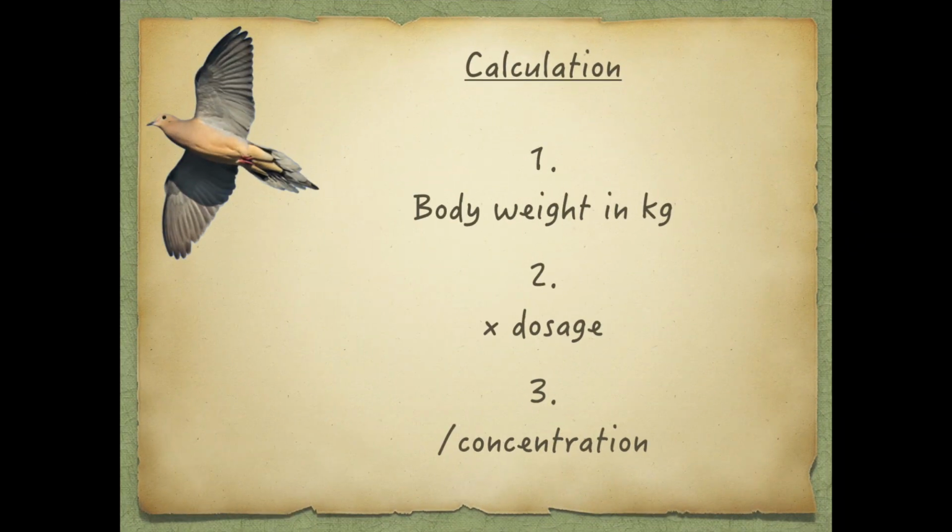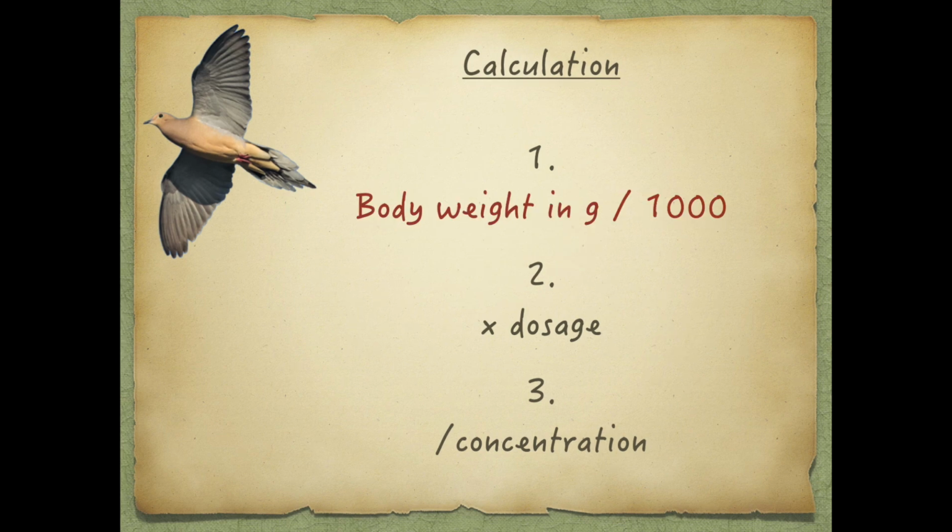So, let's get to the actual calculation formula. We start with our weight in kilograms, multiply it by our dosage, and then divide it by the concentration. The first problem you may encounter is that the majority of our patients are measured in grams because they are small. As we discussed earlier, to change from grams to kilograms, you would simply divide by 1,000.